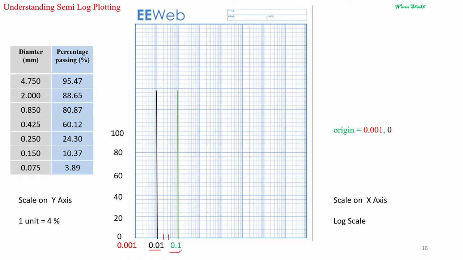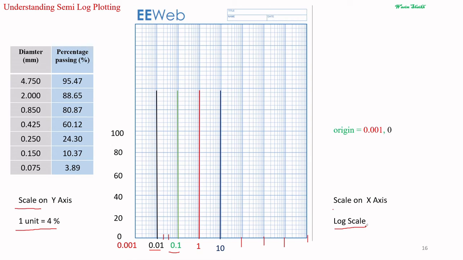Similarly, then 0.1, 2, 3, 4, 5, 6, 7, 8, 9, then you will get the value 1. After that you will get 10, then 100, then 1000, then 10,000, then 100,000 or 1 lakh. So that is how the log scale variation works. That is why, if you look at the x-axis, I have written that my scale is 1 unit equals 4%, but on the x-axis my scale is not constant. So I have written that on the x-axis we are having a log scale.